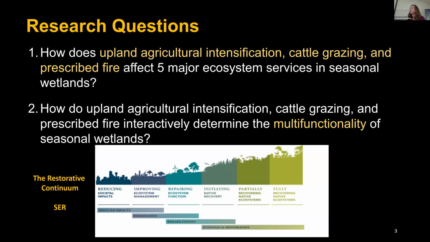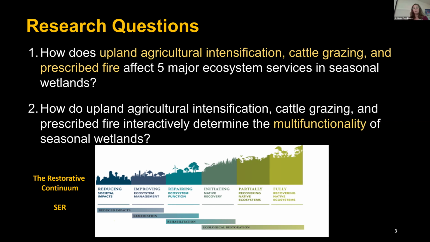And the research questions of this work were to look at how the upland surrounding agricultural land use, the cattle grazing, and the prescribed fire, which are common practices, affect 5 major ecosystem services in these seasonal wetlands. And how do these practices interact to affect the multifunctionality of seasonal wetlands?